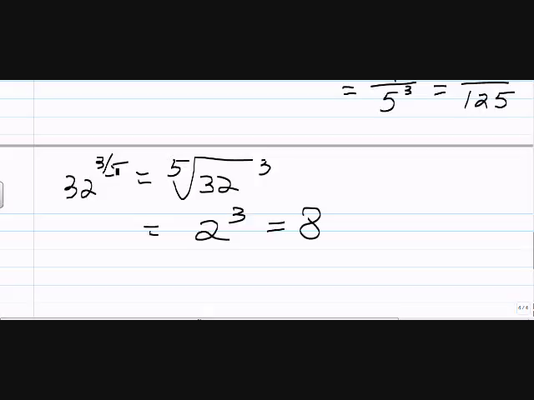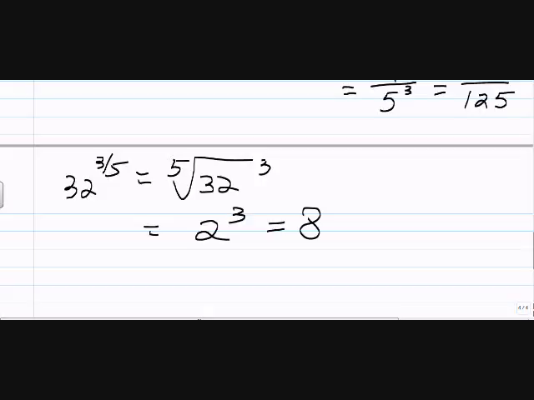The 5 on the bottom of the fraction becomes the 5th root. The fifth root of 32, I knew what that was. It's 2, sorry.